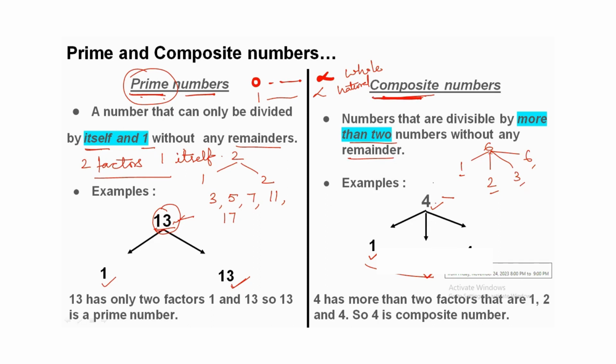Here we have examples like 4 is a composite number. After that, we have 6, then 8, then 9, then 10, then 12, and then 14 and so on. Okay, so these numbers are composite numbers.